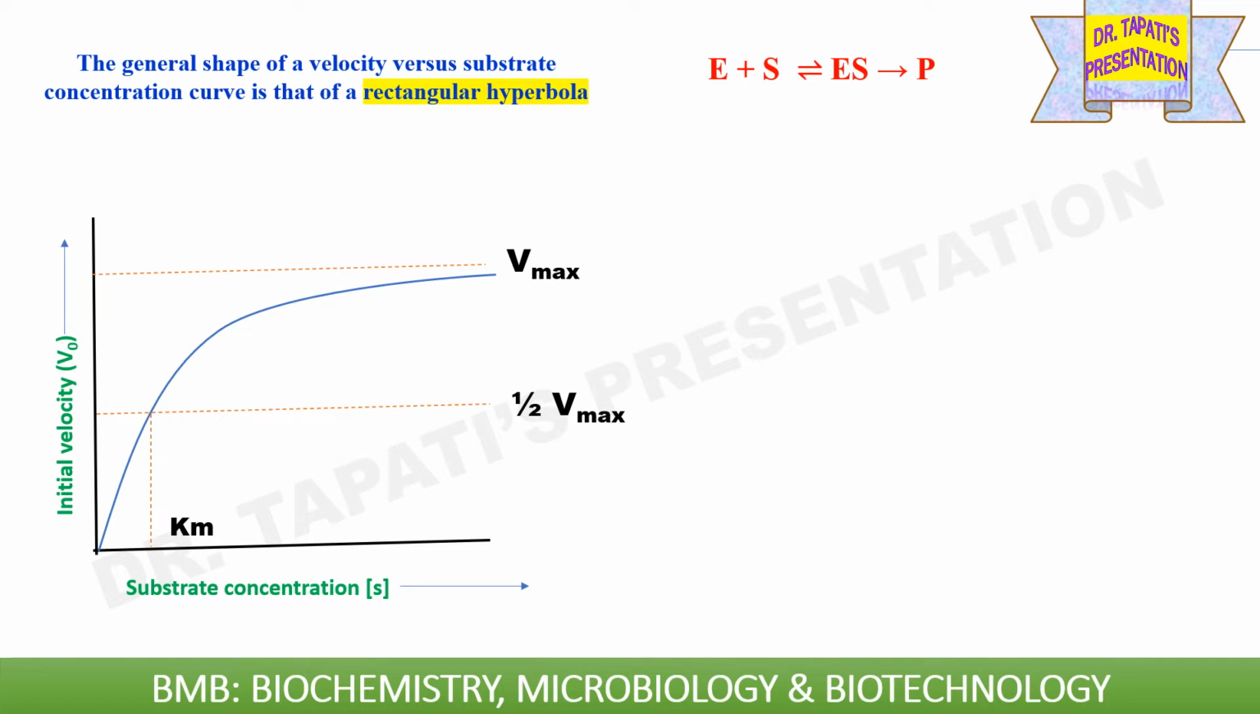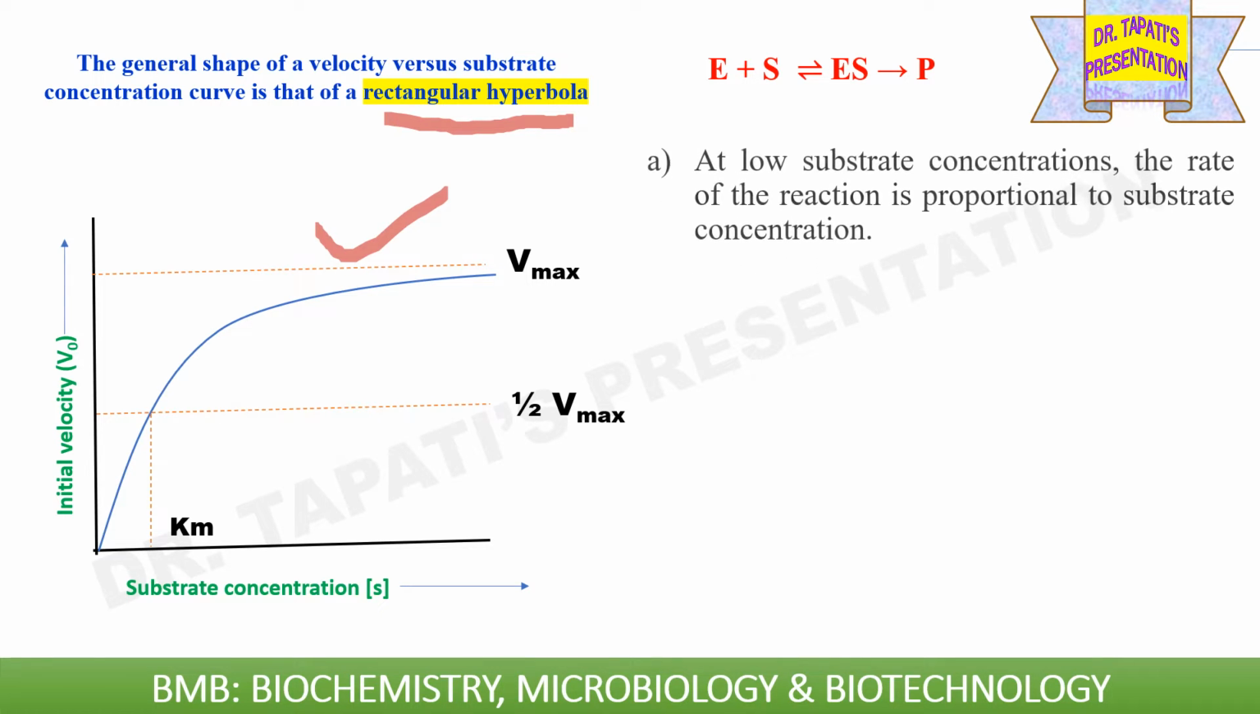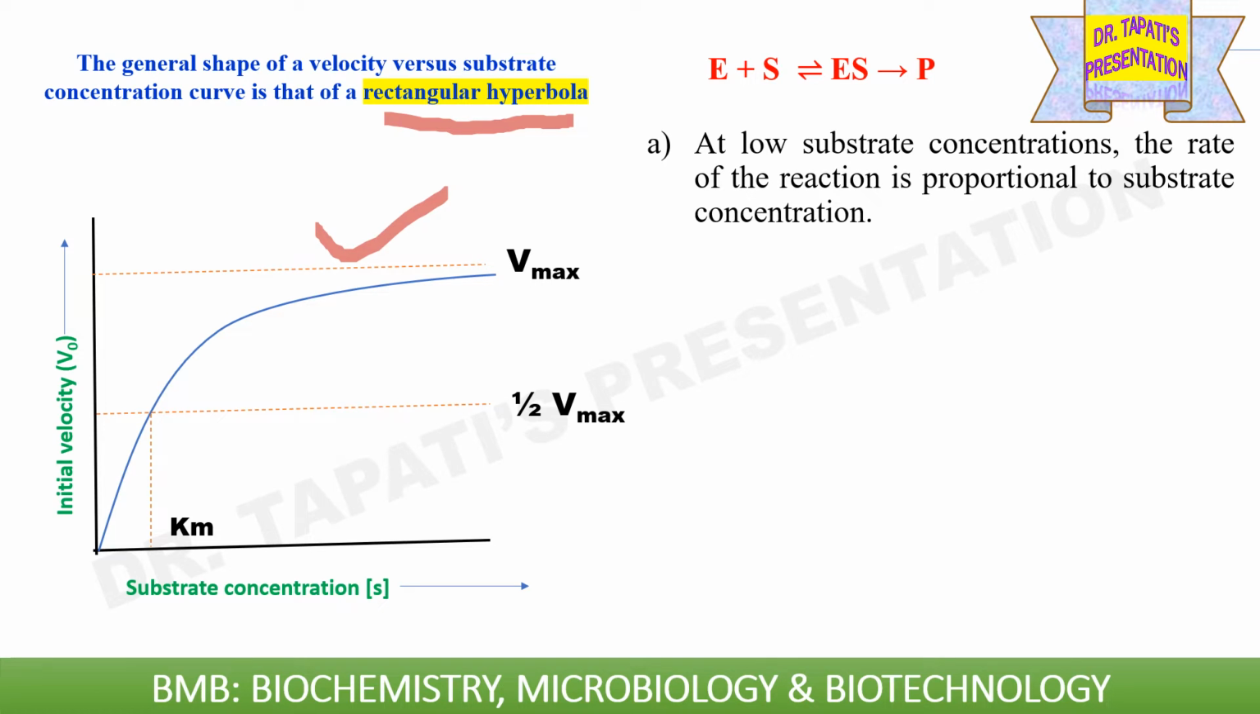The general shape of the velocity versus substrate concentration curve is that of a rectangular hyperbola, like this figure. At low substrate concentrations, the rate of the reaction is proportional to substrate concentration. So initially you will get a straight line. If you increase the substrate concentration, initial velocity will increase.